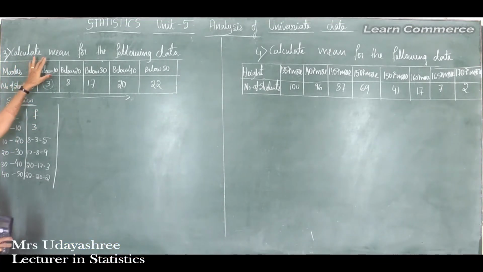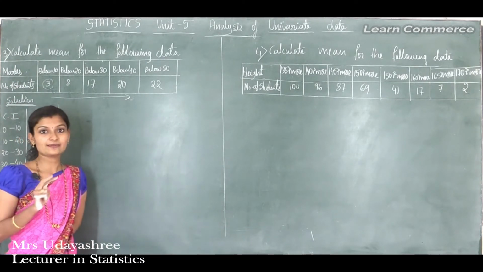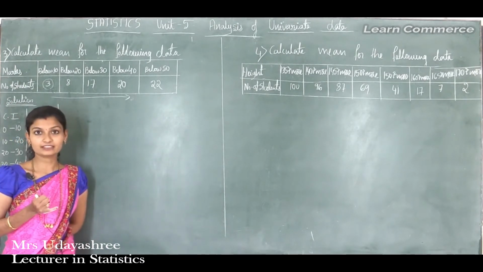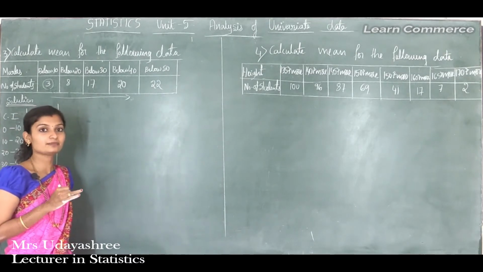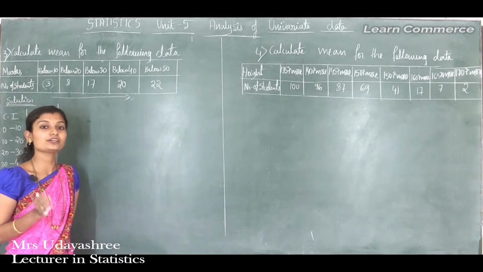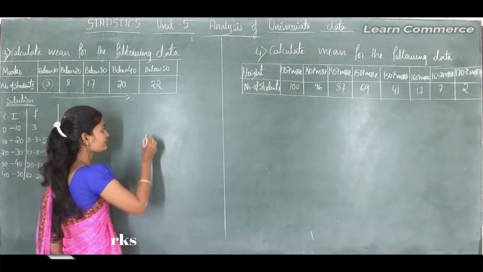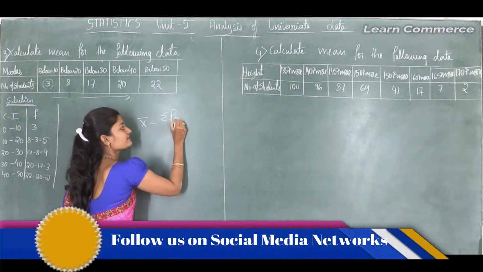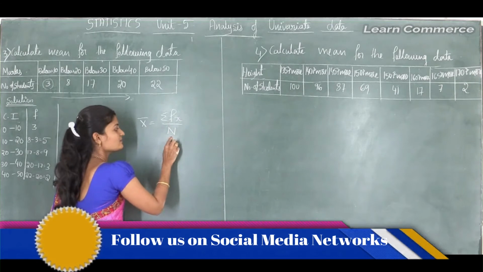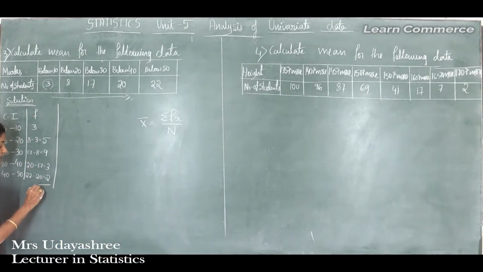To calculate mean, there are two types: one is the direct method, another is the step deviation method. They didn't mention direct method or step deviation method. For easy calculation I will consider the direct method. The direct method formula is x bar is equal to summation fx divided by capital N. Capital N is nothing but the total frequency. Here the total frequency is 22.